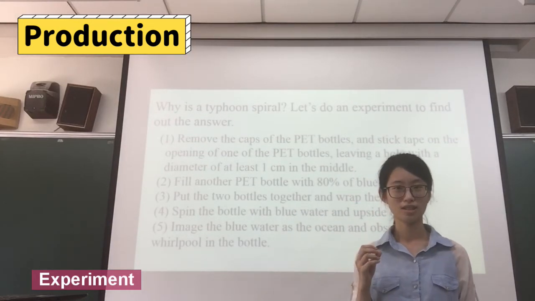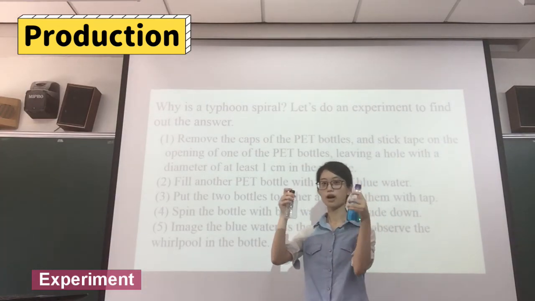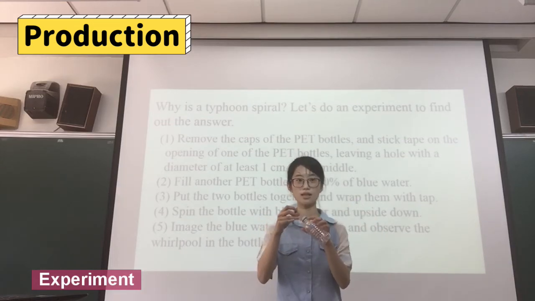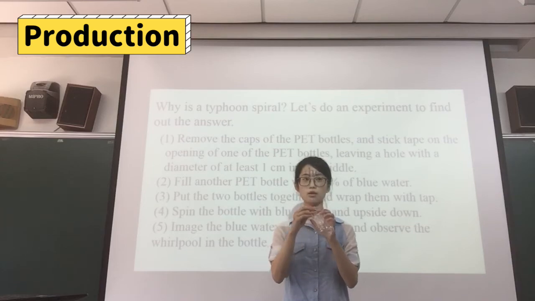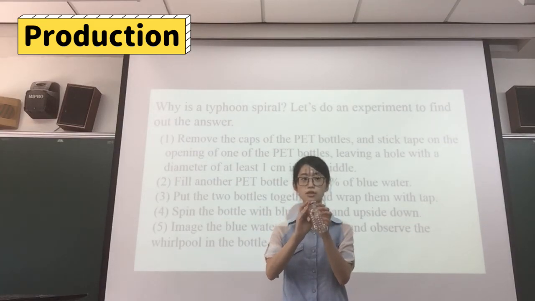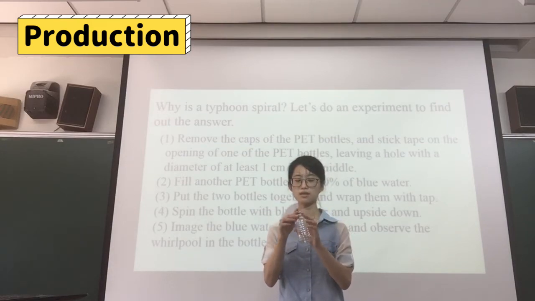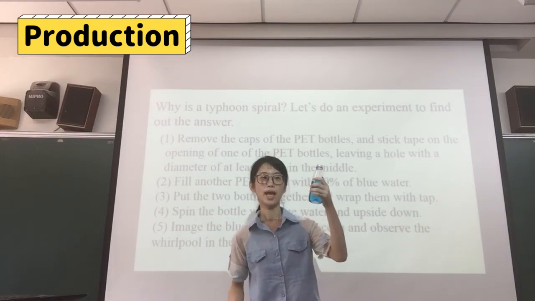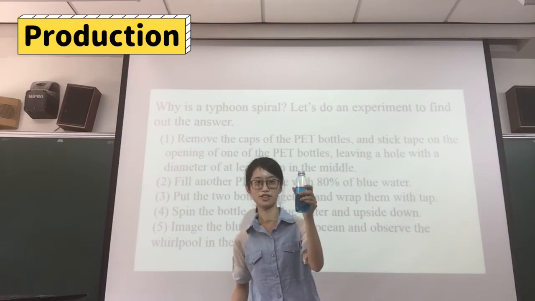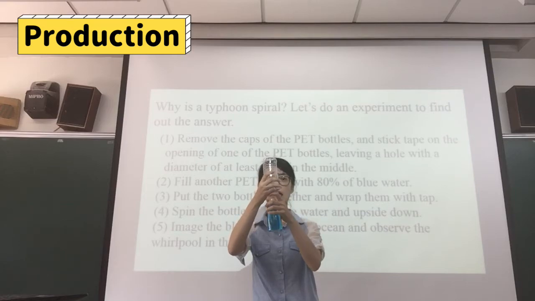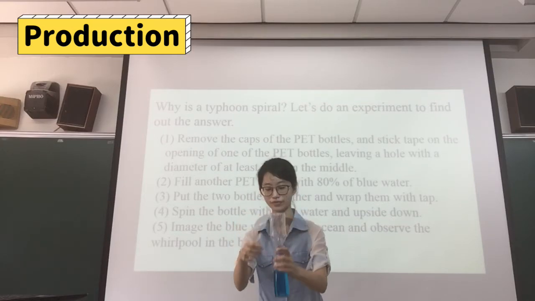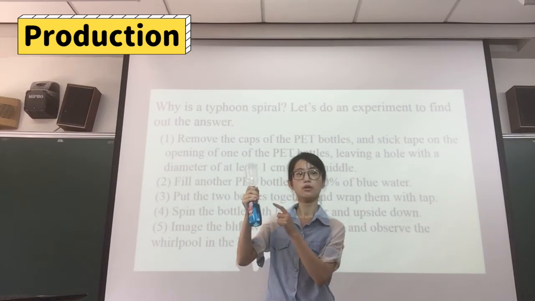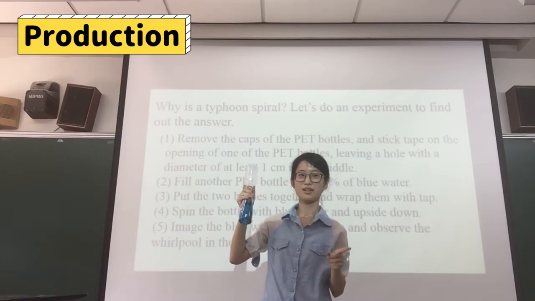The following are the experiment steps. Prepare 2 water bottles and remove the bottles' caps. Stick tape on the opening of one of the bottles and leave a hole with a diameter of at least 1 centimeter in the middle. Fill another PET bottle with 80% of blue water. Put the 2 bottles together and wrap them with tape. Spin the bottle with blue water upside down. Imagine the blue water as the ocean and observe the whirlpool in the bottle.